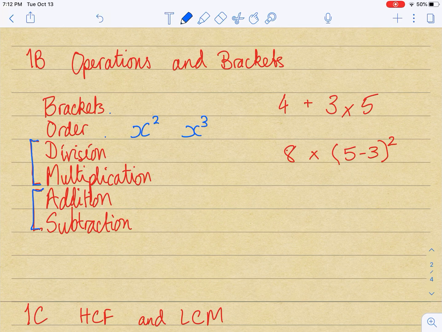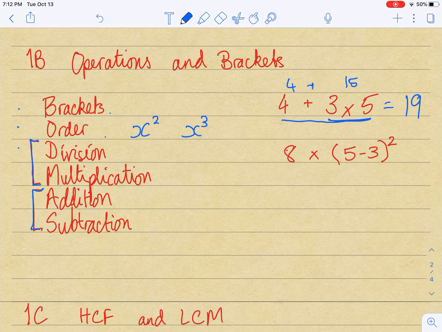So let's do some examples. 4 plus 3 times 5. There's no brackets, no powers, no division. There's some multiplication. And we need to do that before we do the addition and subtraction. So here we do 3 times 5 is 15. And we're going to do 4 plus 15. And this one equals 19. So we do not do the 4 plus 3 first. We must do the multiplication first.